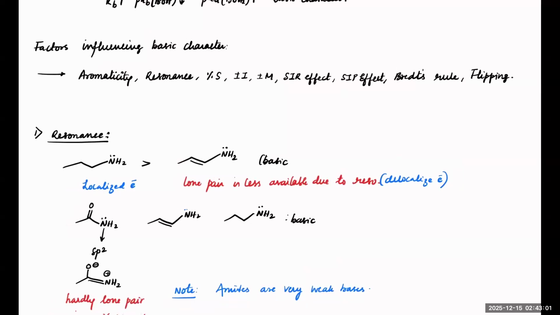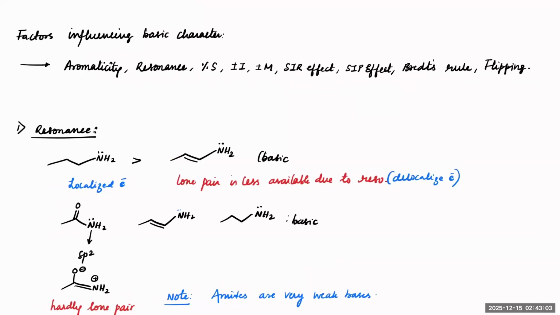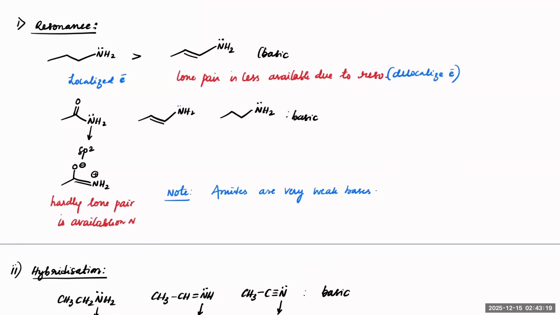Now, what are the factors that affect the basic character in general? First, percentage S character, plus I, minus I, plus M, minus M, steric inhibition of resonance effect, steric inhibition of protonation effect. This is a new one, we'll discuss it. Then we have Bredt's rule, then we have flipping. These are all the case studies. Check out one by one.